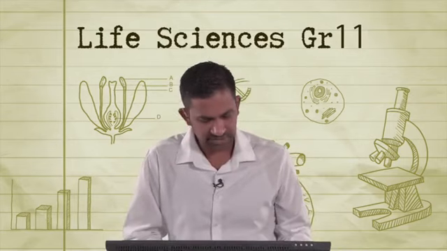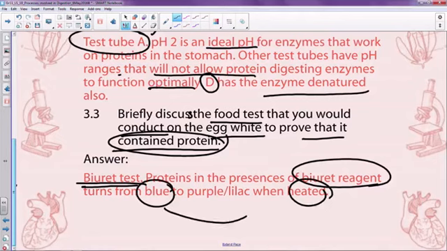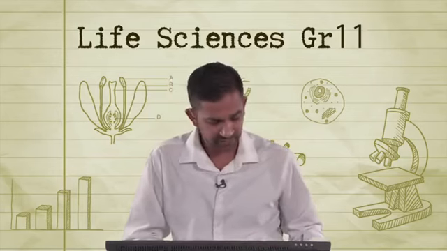And guys, recollect, it's the biuret test. In the biuret test we add the reagent, which would be biuret reagent. That reagent will turn the mixture blue. When we subject it to heat, it will change from blue to a purple or lilac color. And that would be the positive test for the presence of protein. So we're going to use biuret reagent, and in the presence of protein, biuret reagent will turn from blue to a purple lilac color, confirming the presence of a protein.